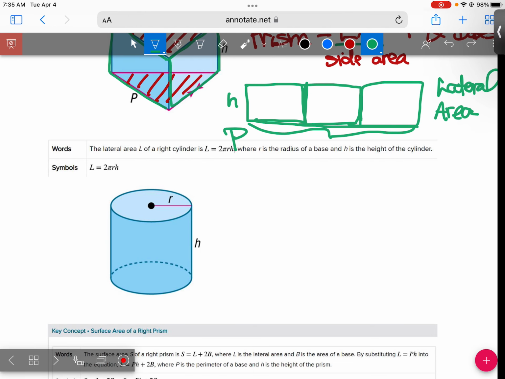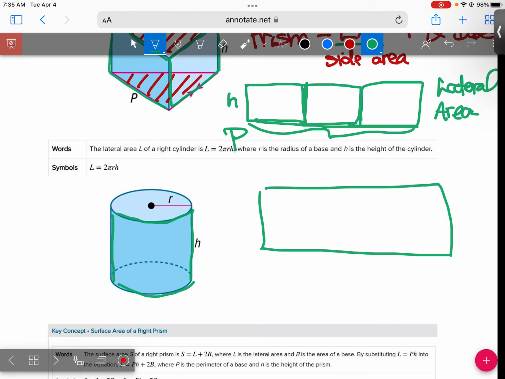So what if we have a cylinder? You are familiar with a Campbell's soup can, probably, or some other kind of soup can. When they put those labels around the outside, if you were to peel that label off, what shape does that label look like? The lateral area. What shape does that label take when you unpeel it? It's a rectangle, right? If you were to unpeel the label, so let's say this is a label of a cylinder, it's a rectangle.